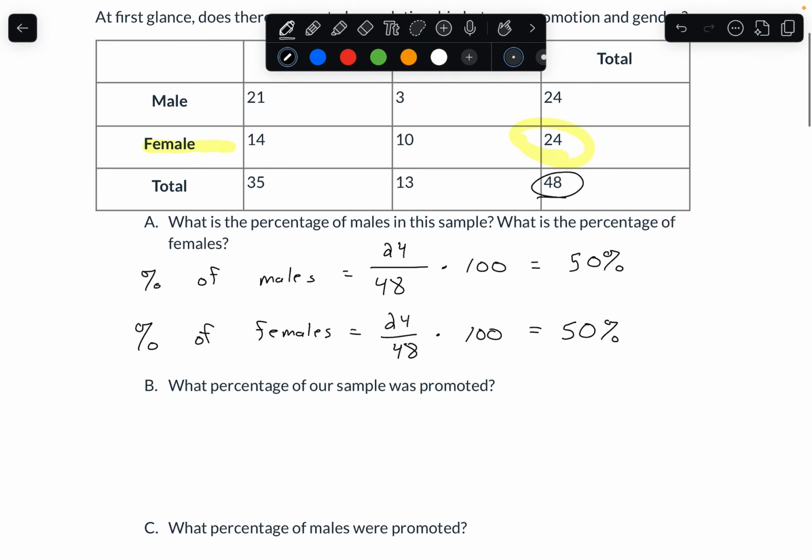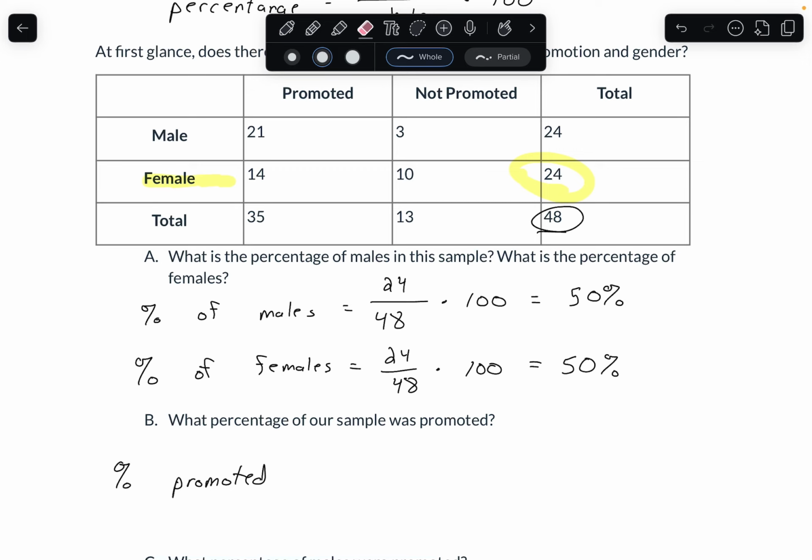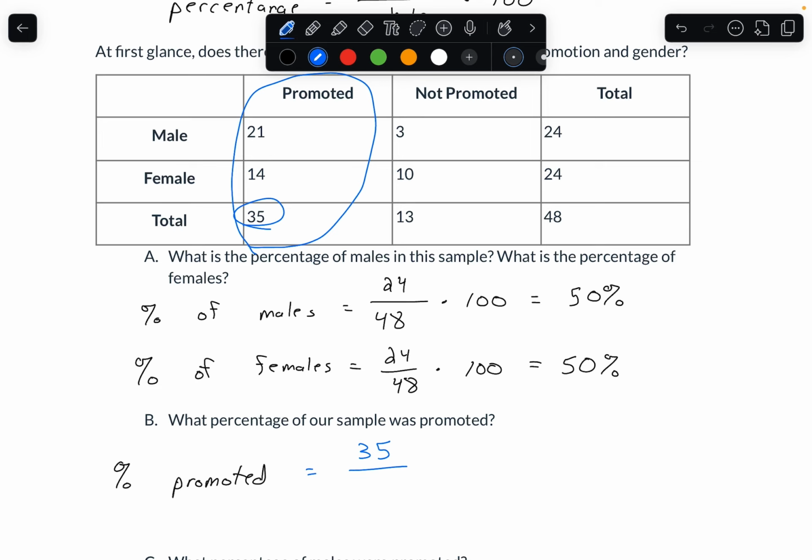Moving on then, part B says what percentage of our sample was promoted. So I want to find the percent promoted here. I need to know what the total number of promoted individuals was, so I'm now looking at this column right here. How many individuals did I have promoted? Well, in total, there were 35 of those individuals, divided by my overall total within my sample, which is 48. I'll multiply that by 100. So 35 divided by 48 gives me 72.92%. I'm going to go ahead and round to 2 decimal places on these answers.